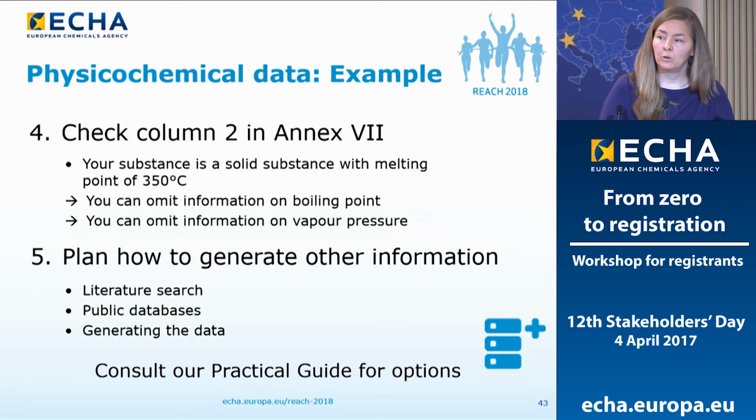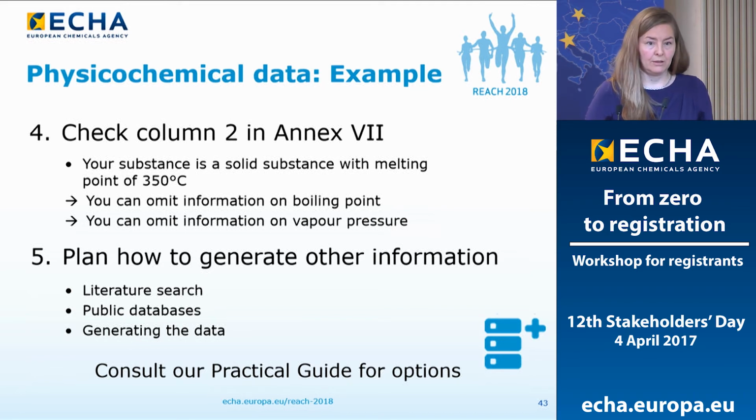Let's say you know that your substance is a solid substance with a melting point of 350 degrees. That means you don't need to provide the information on boiling point, and you don't need to provide the information on vapor pressure. So like this, you already have two tests less. Now you still need the water solubility and the partition coefficient, and you can check on those. You do a literature search, you check the public databases, or then you agree in the SIEF that you would need to actually generate the data, and you order a test.